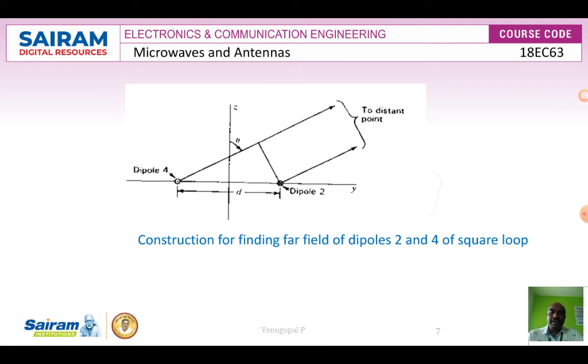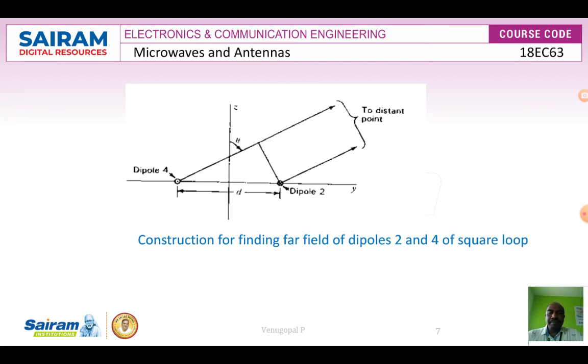Next, how to construct the far field of the dipoles. See, you observed in the figure the small loop which is related to the different coordinate system. There you observed the 4 dipoles. Out of 4 dipoles, here I am taking 2 dipoles, dipole 2 and dipole 4. These 2 dipoles are separated by the distance d, which is nothing but lambda by 2, shown in the figure. And at the distant point we are going to find the electric field.